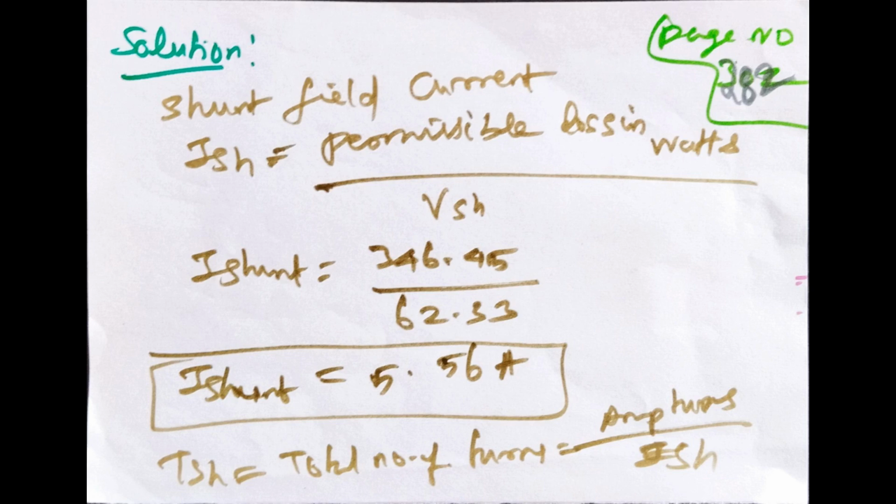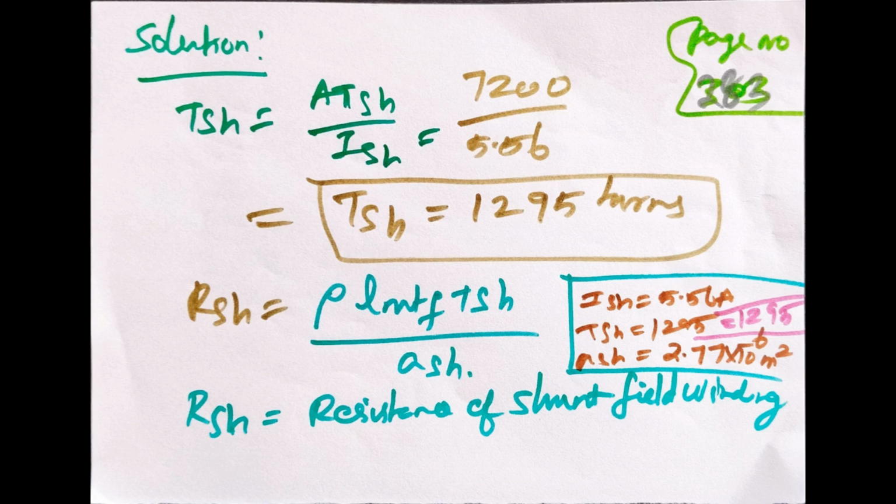Continuation of the solution. Shunt field current ISH is equal to permissible loss in watts divided by VSH. ISH is equal to 346.445 divided by 62.33. ISH is equal to 5.56 ampere. TSH is equal to the total number of turns, which is ampere turns divided by ISH. TSH is equal to ATS divided by ISH. TSH is equal to 1295 turns.